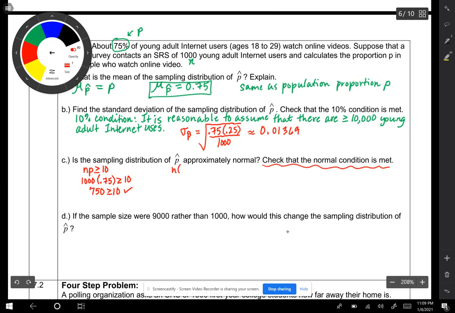So n times 1 minus p is greater than or equal to 10. The more you do this, and you'll realize you'll be doing it often and often, it just becomes so automatic. So we have 1,000 times 1 minus p, which is 0.25. Is that greater than or equal to 10? So this is 250. It is indeed greater than or equal to 10. So yes, the normal condition has been met. So the sampling distribution of p hat is approximately normal. Never say exactly normal.